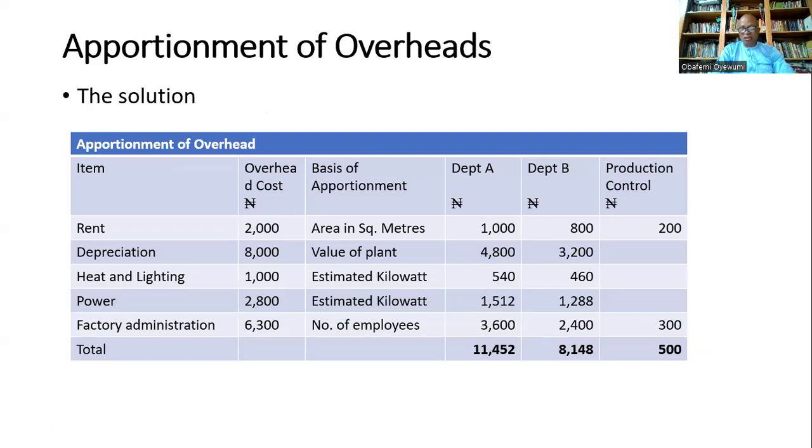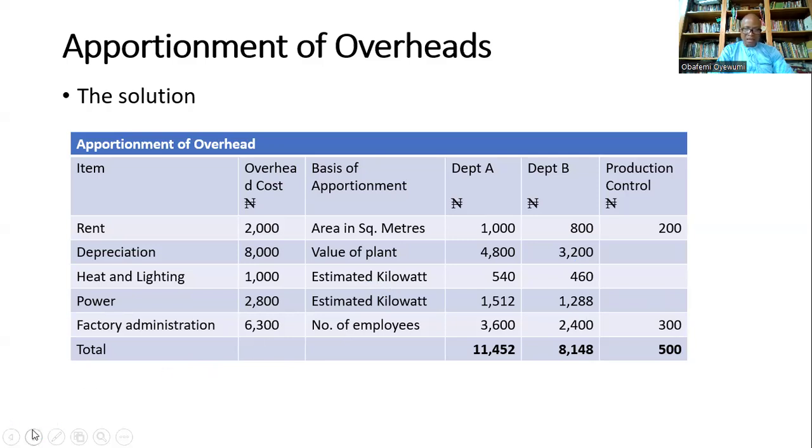apportioned to Department A, and then 1,148 apportioned to Department B, and then 500 apportioned to production control. All right, so that is how to apportion cost to the different cost centers.